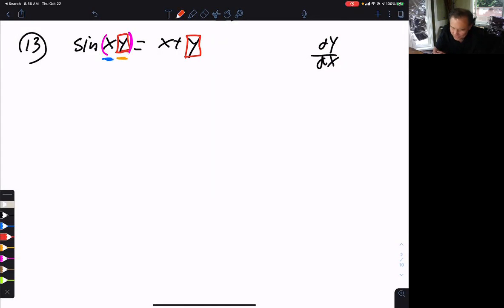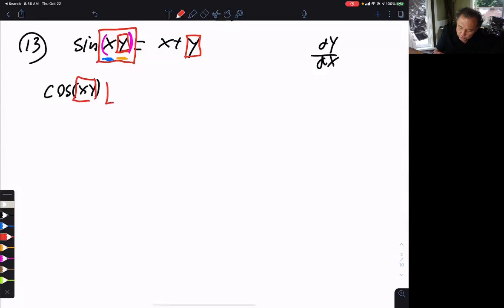And then there's so much going on here. And this, if this was sine x, it'd be easy. It'd be cosine x. But that's not x, that's a function. So we have sine of box. How do you find the derivative of sine of box? That's going to be cosine of box times the derivative of box. So right here, we need the derivative of xy.